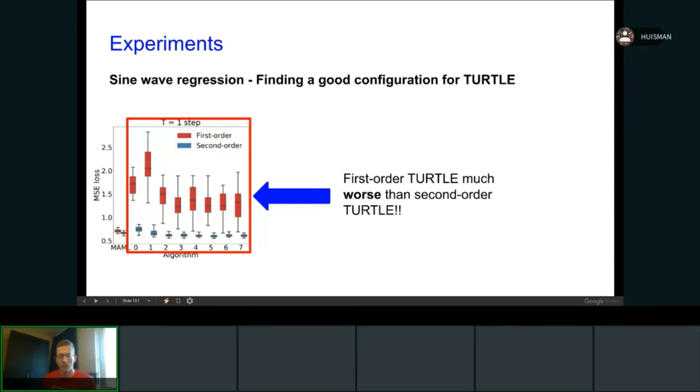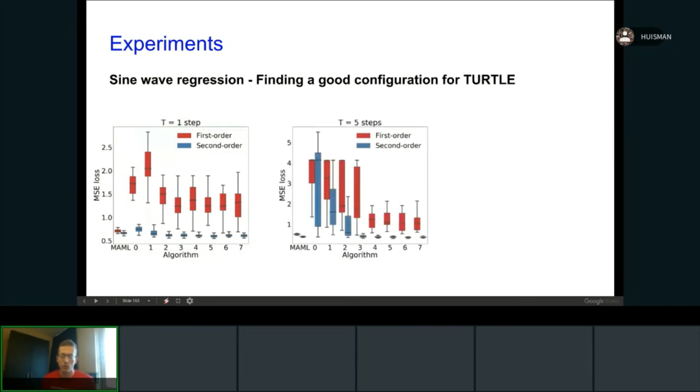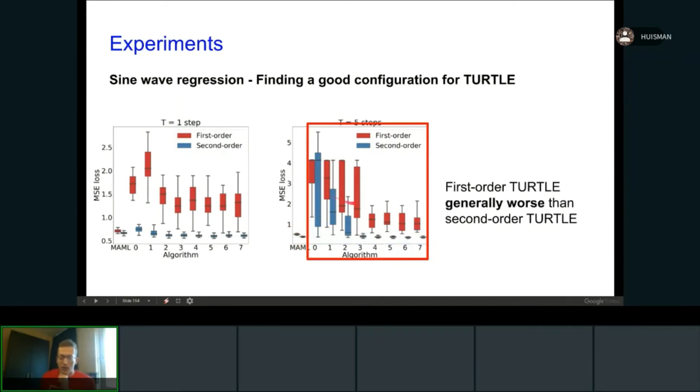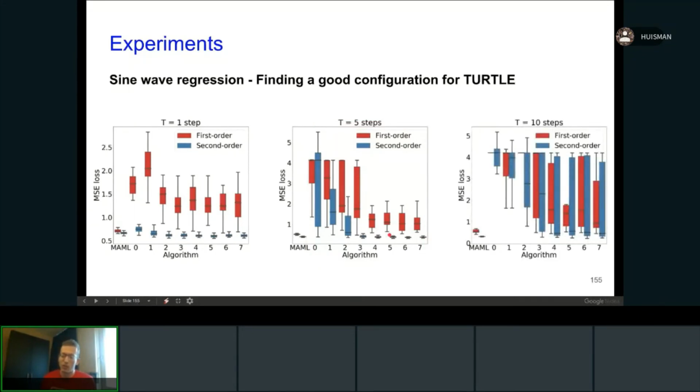Now, a similar thing can be seen when we make 5 update steps per task. For MAML, it doesn't really matter whether you make this first order approximation or not. While for Turtle, the difference is really there, and the first order approximation seems to be very hurtful for performance. Now, if we make 10 update steps, we see something similar, but in addition, Turtle grows a bit unstable.